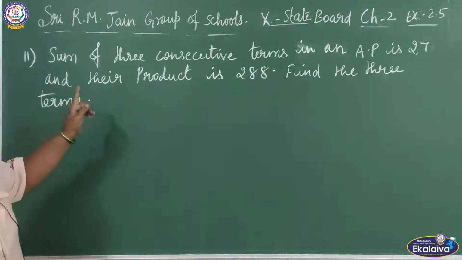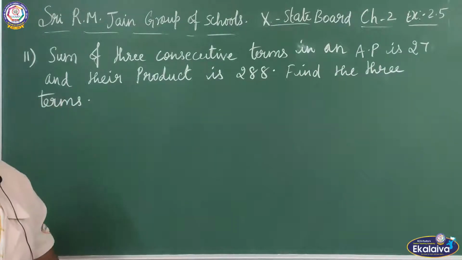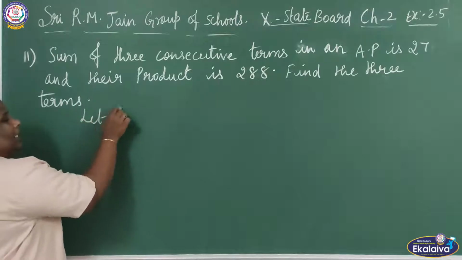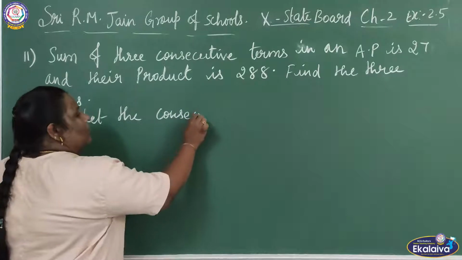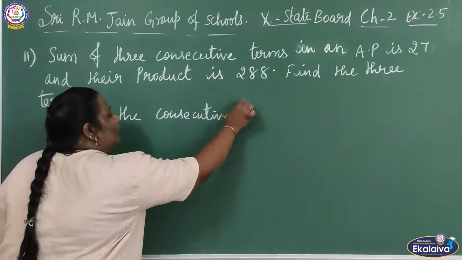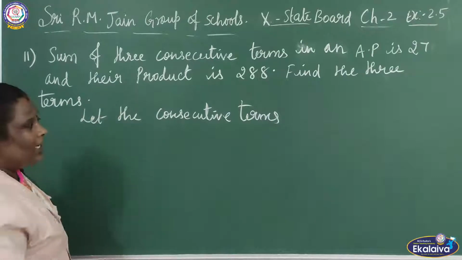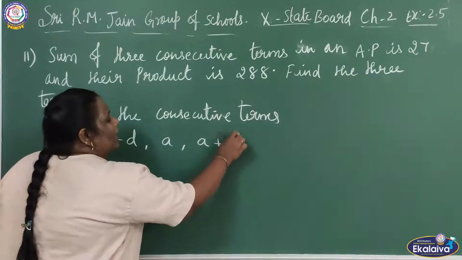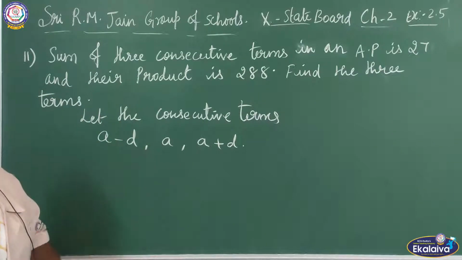The sum of 3 consecutive terms in an AP is 27 and their product is 288. Find the 3 terms. Let the consecutive terms be A minus D, A, and A plus D. You can take them like this.